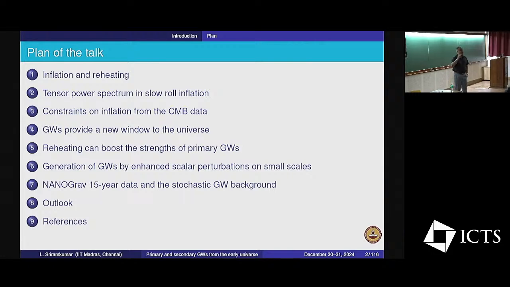And on smaller scales, we saw the amplitude of the primary tensor perturbations can be enhanced due to non-trivial post-inflationary dynamics. And we saw in particular how reheating can give rise to a positive tilt, and in such a case, the omega GW that I talked about, the dimensionless spectral density of gravitational waves, can be comparable to the sensitivity curves of the various gravitational wave observatories.